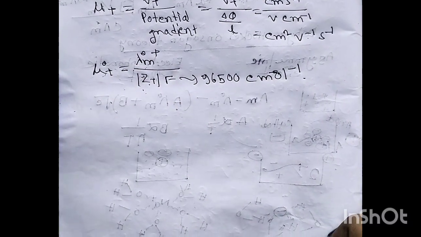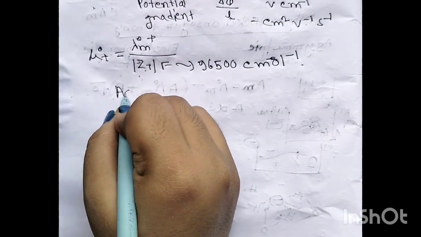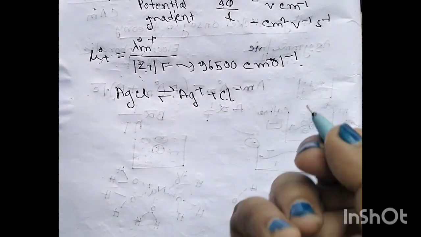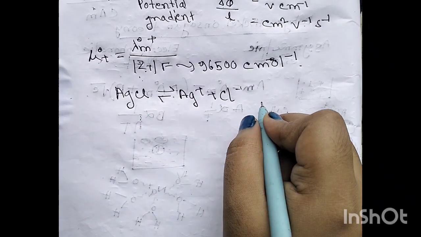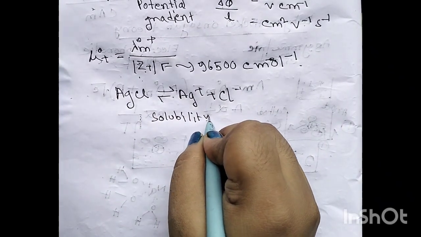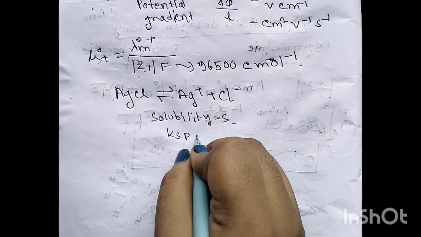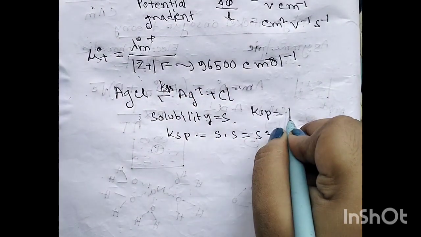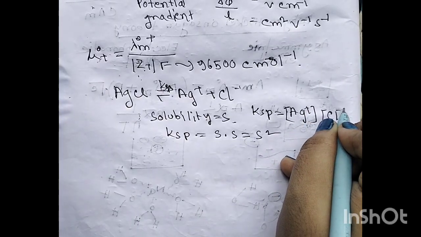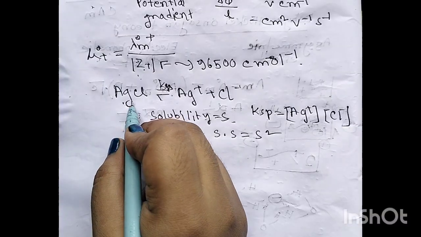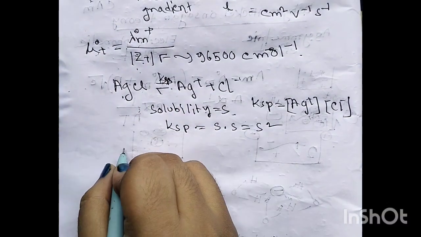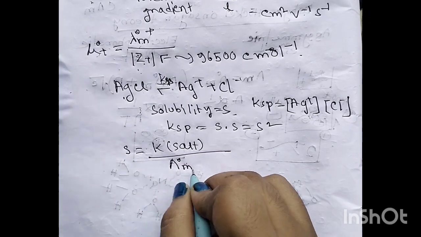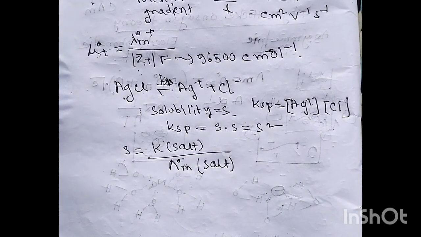Okay, now the last formula, for sparingly soluble salt, we can write AgCl. This is a sparingly soluble salt, partially dissociated into Ag plus and Cl minus. Here the solubility is S, and Ksp, the solubility product, equals S into S equals S square, as Ksp equals Ag plus concentration into Cl minus concentration. The concentration of AgCl equals 1, as this is a solid. Now the solubility S equals kappa of salt divided by lambda naught m, the molar conductance of the salt. Now this is complete.